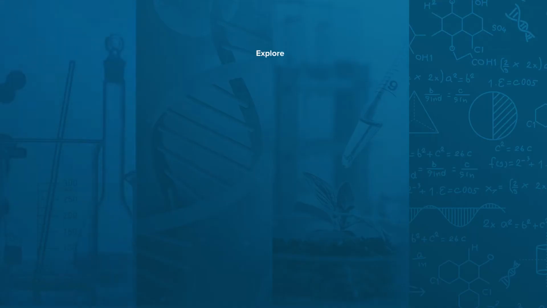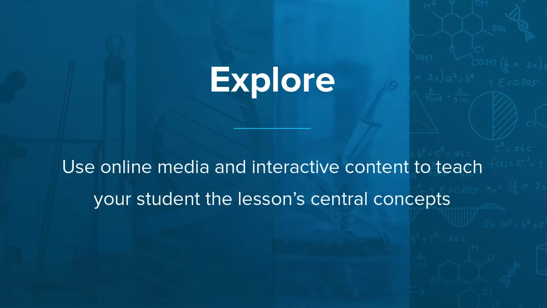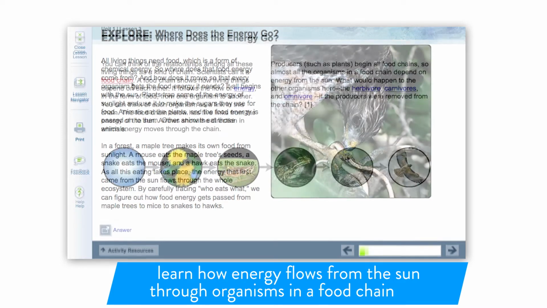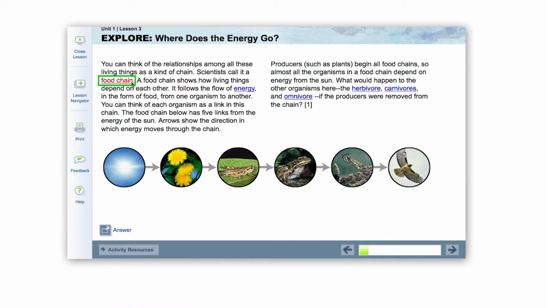Next, let's look at the lesson activities. Explore activities use online media and interactive content to teach your student the lesson's central concepts. In this Explore, students learn how energy flows from the sun through organisms in a food chain, a process that takes place in ecosystems around the world.